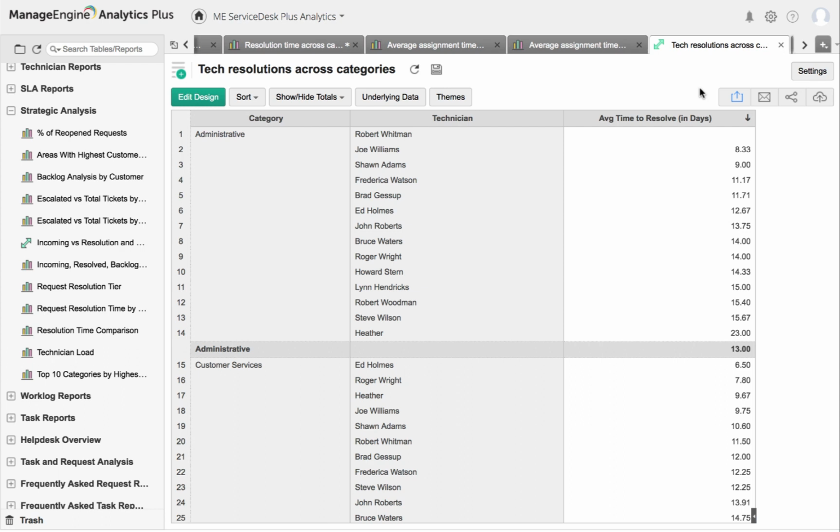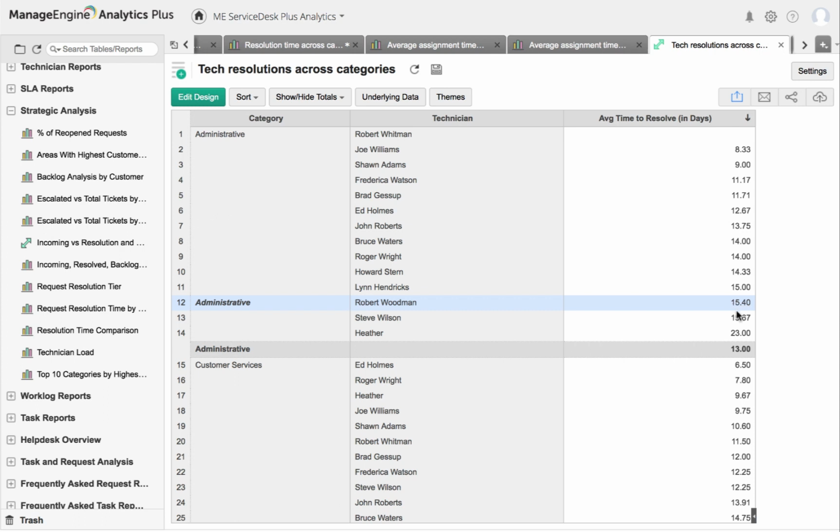This report is quite handy because it shows me the resolution time across two different dimensions, category and technician. It shows me the individual averages along with the overall average of the group. I can compare the group average with the individual average and find the areas where individual technicians are lagging behind. A high resolution time in a certain area is an indicator of the lack of experience or expertise in that area.